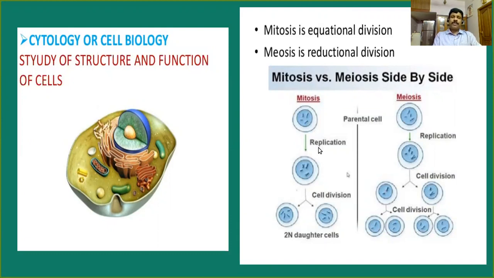There are two different types of cell division. The first one is mitosis and the second one is meiosis. Mitosis is also called the equational division. This type of division commonly occurs in somatic cells or normal cells. As a result of mitotic cell division, a parent cell is divided into two daughter cells.